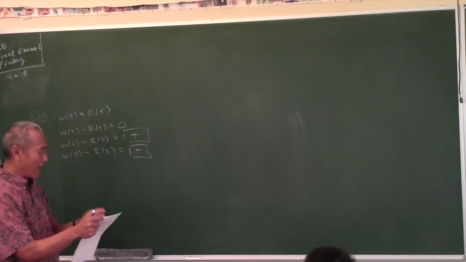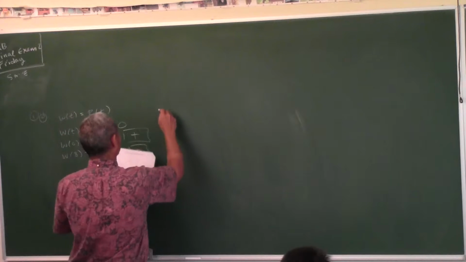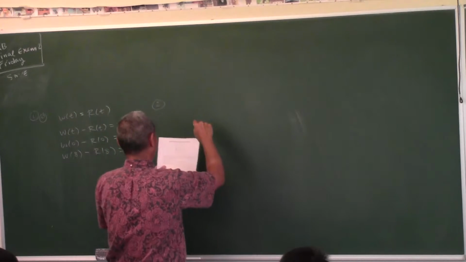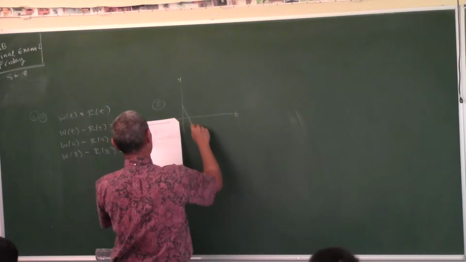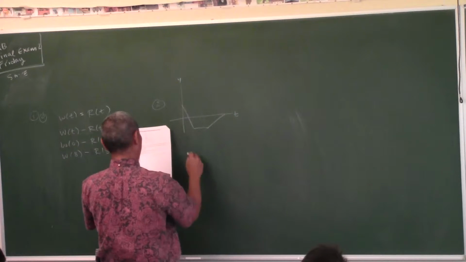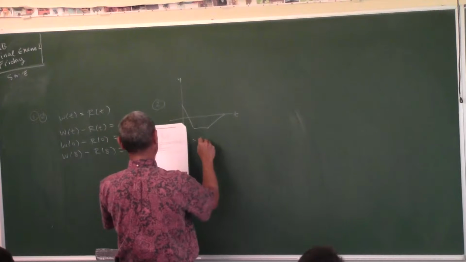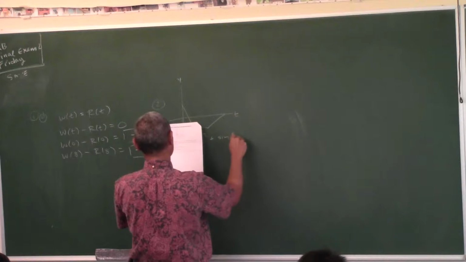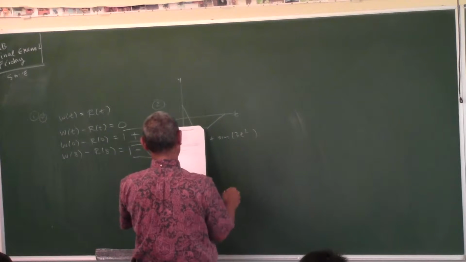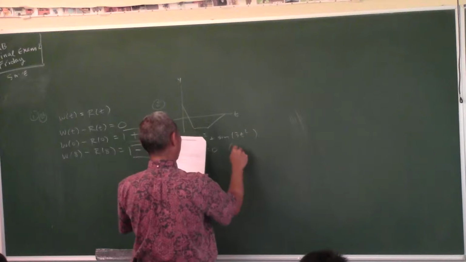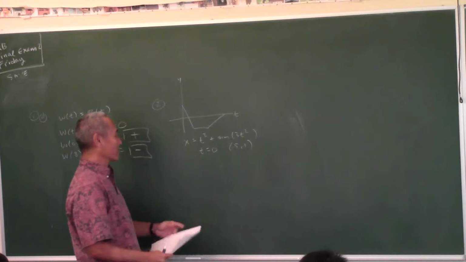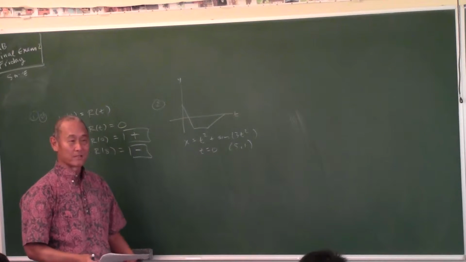Okay, number 2. I'll draw the graph over here. This is the graph of the bottom of Wonga Punga Dunga. And they told you that x dot is equal to t squared plus sine of 3t squared, and at t equals 0, the position is at the point (5, 1). And already you know, since they give you that, you gotta use code red somewhere in here, right?